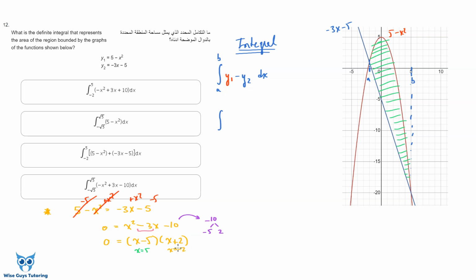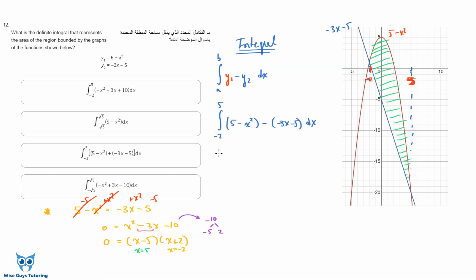So those are the x coordinates of my intersection. And you can tell here, this is in fact -2 and this one is +5, okay? So you do the integral from -2 to 5 and you put your equations in. So the top one is 5 minus x squared, minus -3x minus 5, dx.